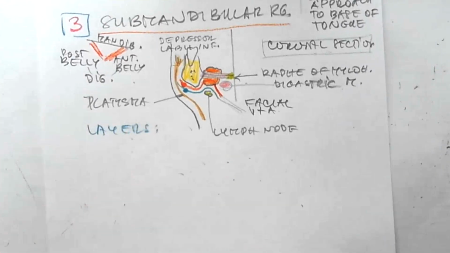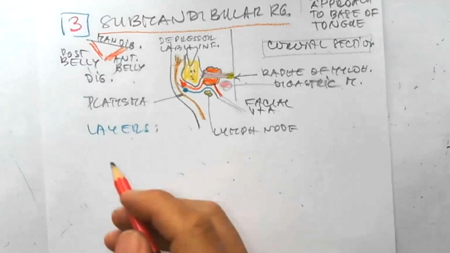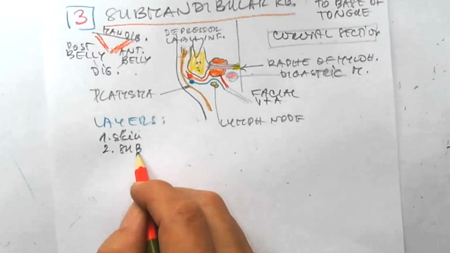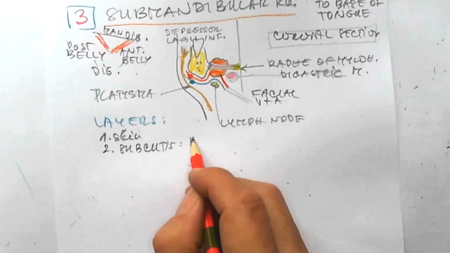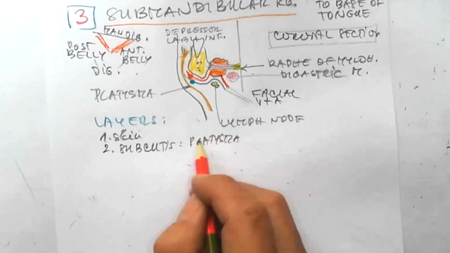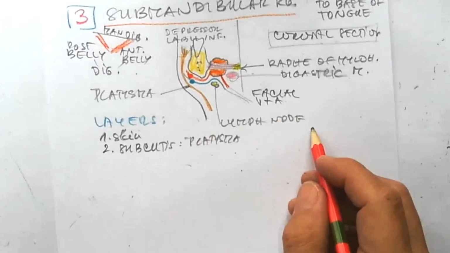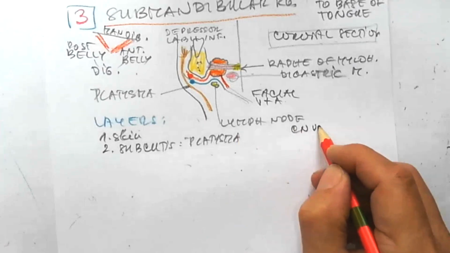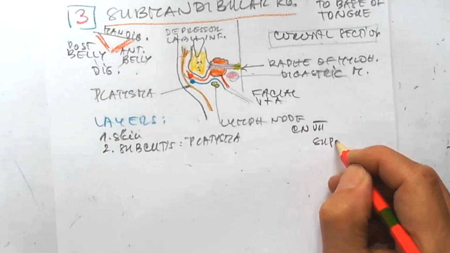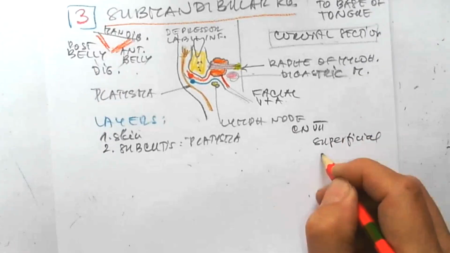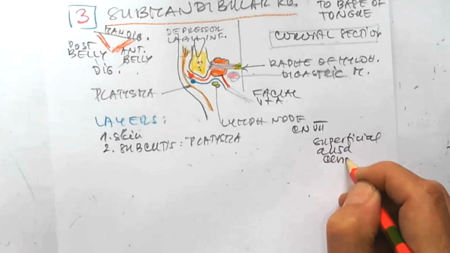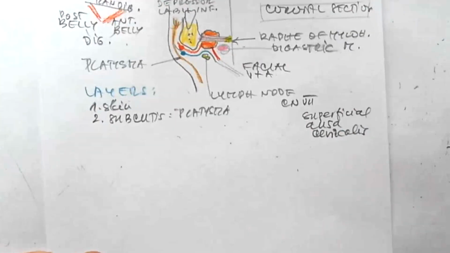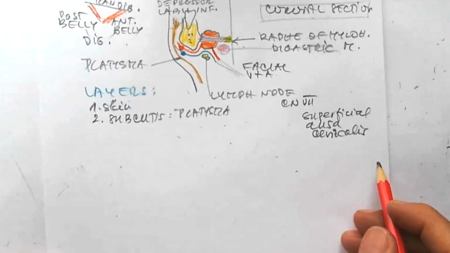Concerning the layers, quickly, the layers are quite clear. Number one is the skin, relatively thin. Number two is the subcutis. In the subcutis again lies the platysma plus vessels. Look at the platysma's supply: cranial nerve number 7 again, repeating the superficial ansa cervicalis. We have mentioned it in the parotideomasseteric region of the head.